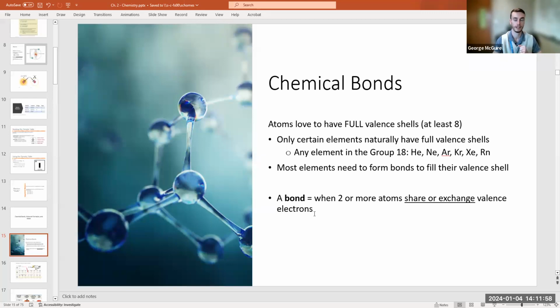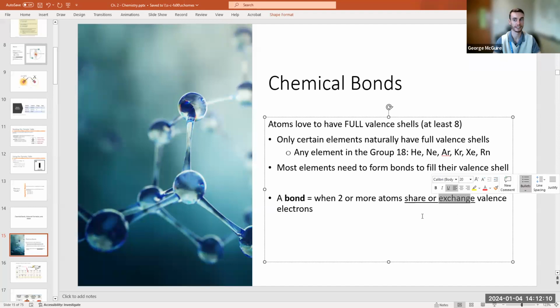Okay. And so a bond, that term bond, is referring to any time two or more atoms are sharing or exchanging those valence electrons. And depending on which action is happening, that is what is going to determine what type of bond we're looking at. So again, atoms can either share their electrons or they can exchange electrons.